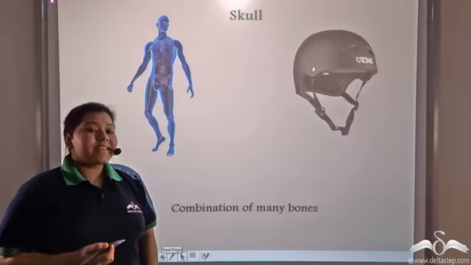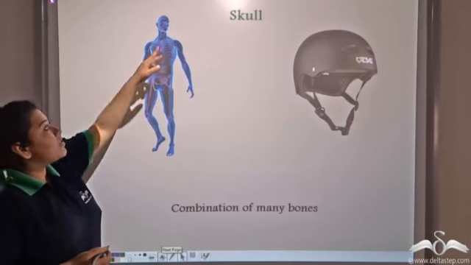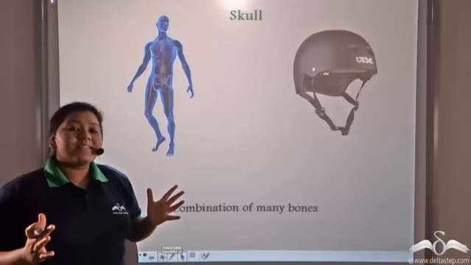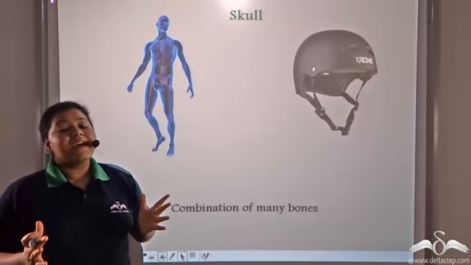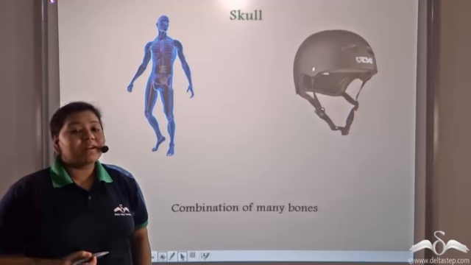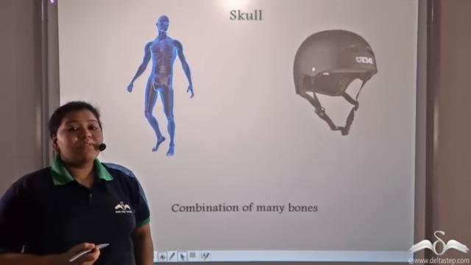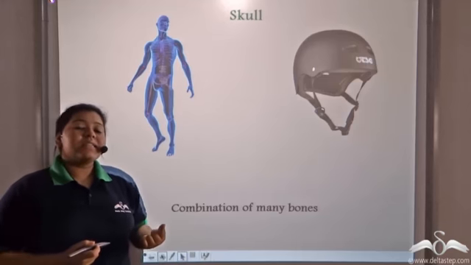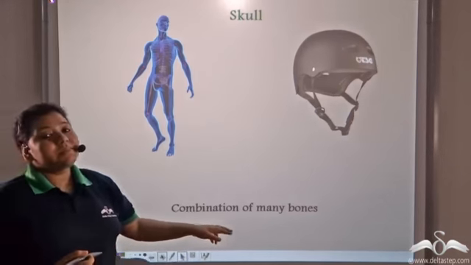Now, the axial skeleton consists of the skull, which is like a helmet that protects the internal, important and delicate organ, the brain, which is the controller of the body. The skull is not made up of only one bone, but of multiple bones.